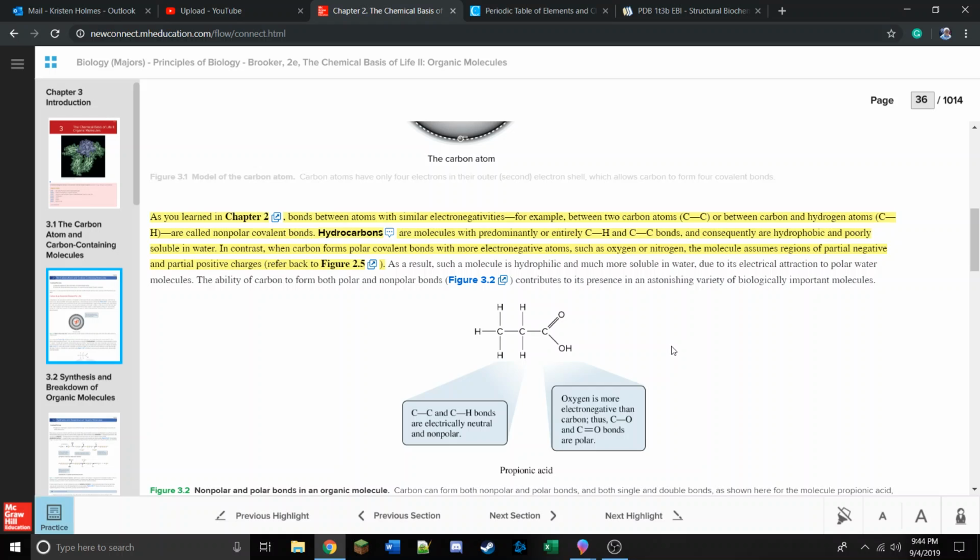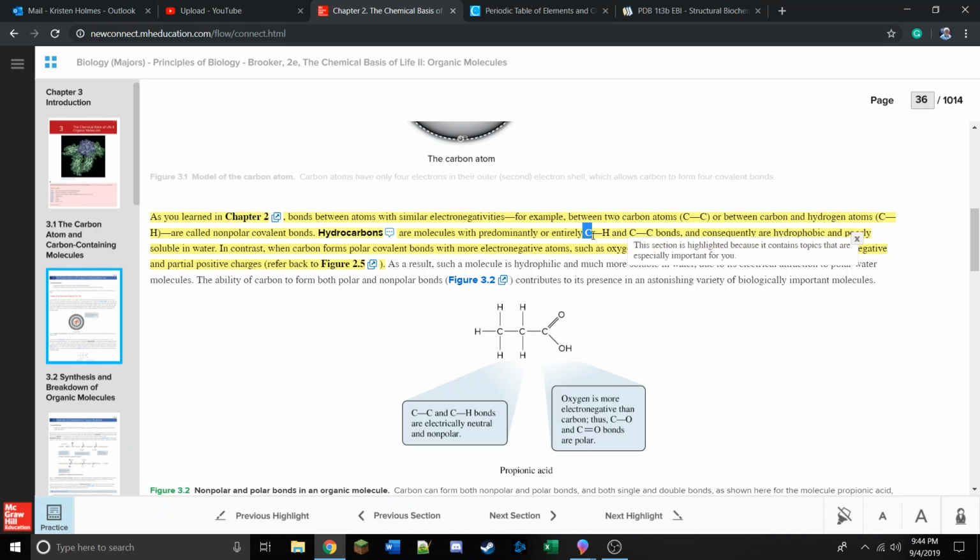So the hydrocarbons are molecules that are largely nonpolar. And that means they're hydrophobic, which means they're afraid of water. That's what it technically means. For here, it means it's not really soluble in water. So that's your hydrocarbon thing.